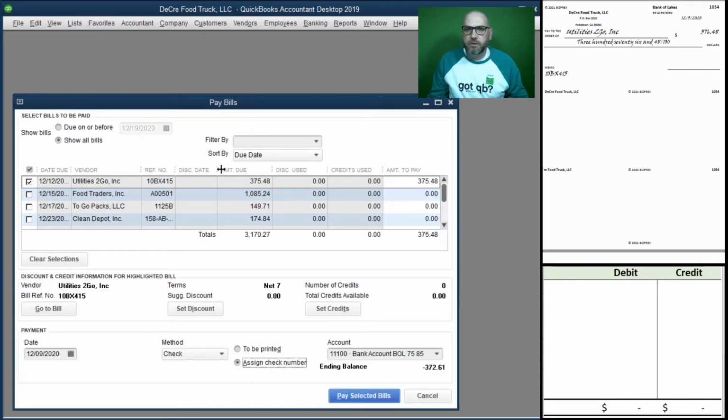Okay, so here we are. Date is correct. So again, what's going on here? Let's make sure we understand. So our accounts payable balance will be reduced because we're paying down our liability.